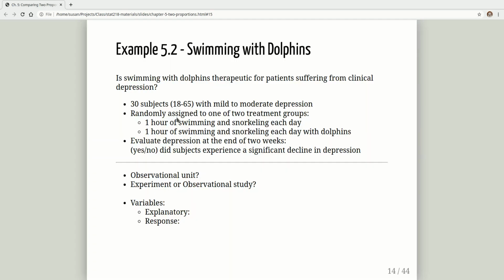Alright, so starting out with an example, we're going to say, is swimming with dolphins therapeutic for people who are suffering from depression? So we've got 30 subjects that have all been screened and have mild to moderate depression. These people are randomly assigned to one of two treatment groups. So either they go swimming and snorkeling for an hour every day, or they go swimming and snorkeling for an hour every day and there's dolphins.